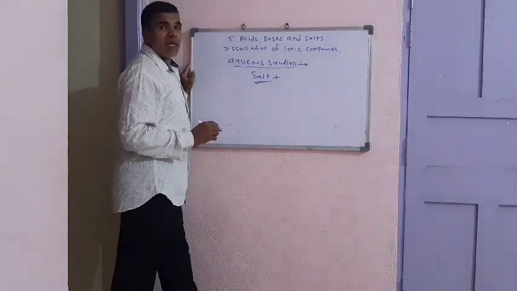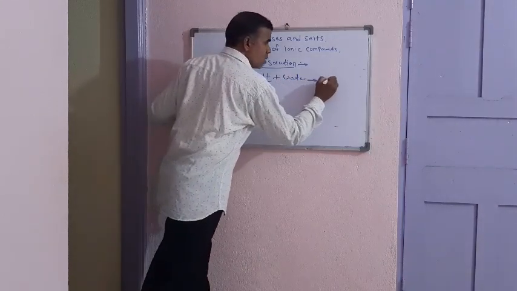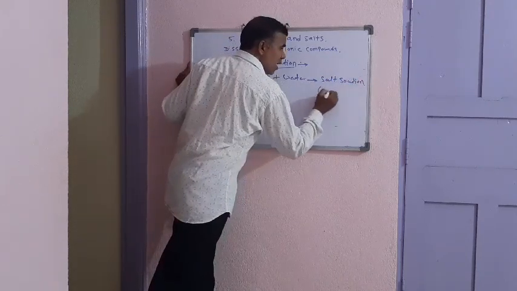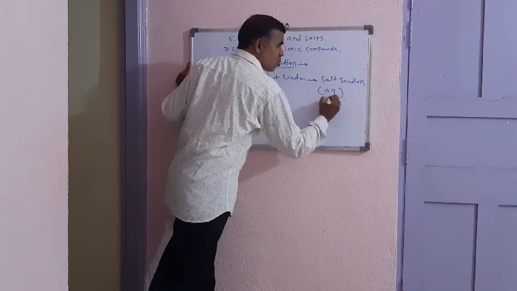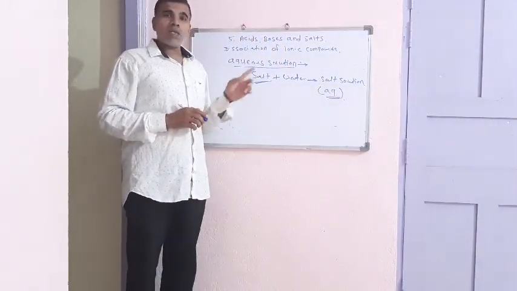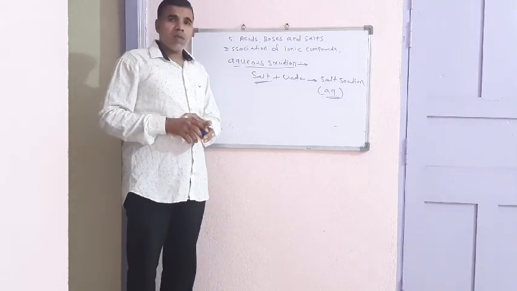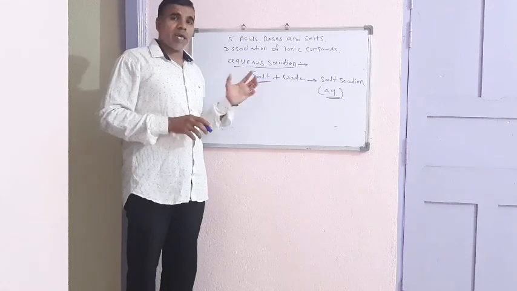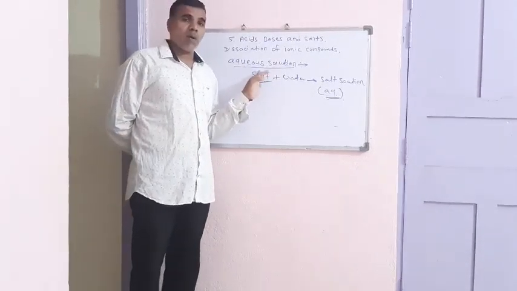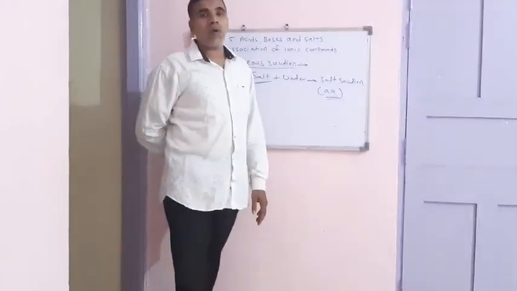Salt completely dissolves in water to form a salt solution, which is an aqueous solution. In short we have to write it as aq, meaning aqueous solution. The substance which completely dissolves in water is called an aqueous solution. Salt completely dissolves in water, we get the salt solution, that is an aqueous solution.